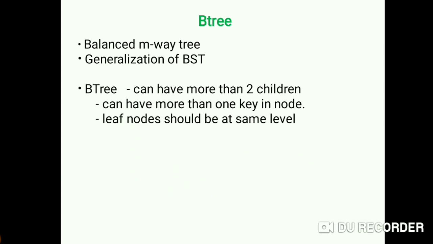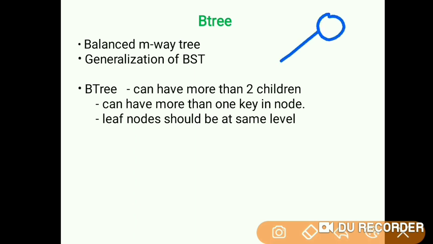So a B-tree can have more than two children. More than two children means what? A node can have any number of children, more than two. Right. The second property of B-tree is what? It can have more than one key in a node. Right. So if I take 10 as root, I can have 15 in the root too.